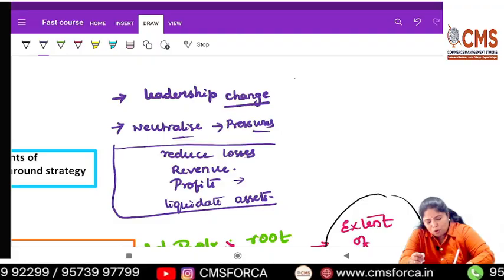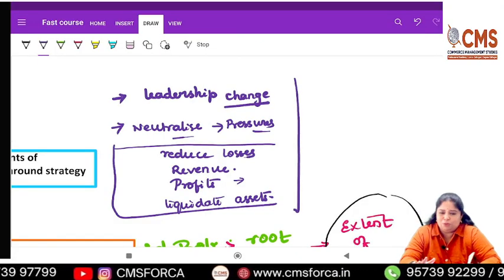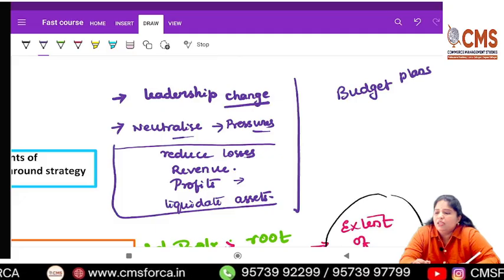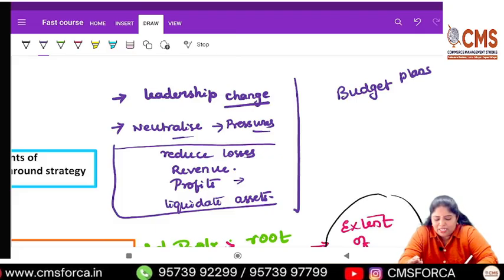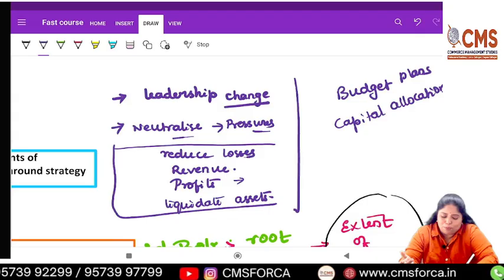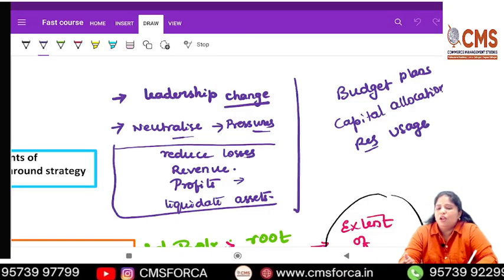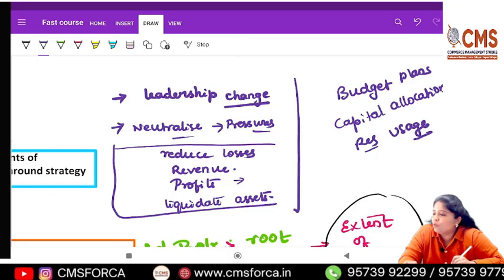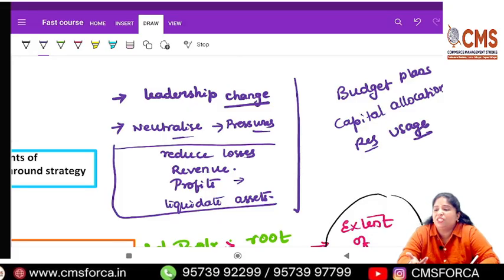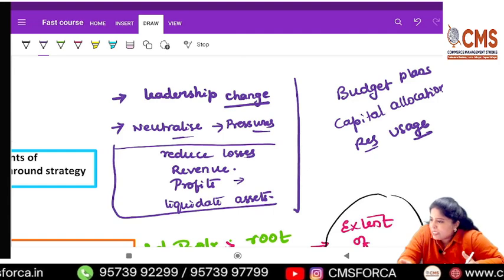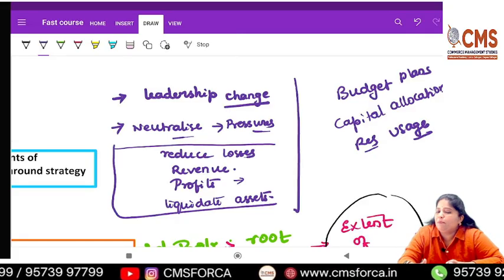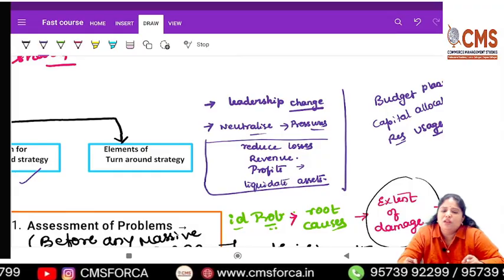And let me give you more points so that you keep them as a spare. They may improve their budget plans. They may try to bring in improvement in their capital allocation. They will try to improve their resource usage. They ensure optimum usage of resources. So you are improving your capital usage, you are improving your resource usage, you are improving your budget practices. So these are a few points which you can keep under elements of turnaround strategy.